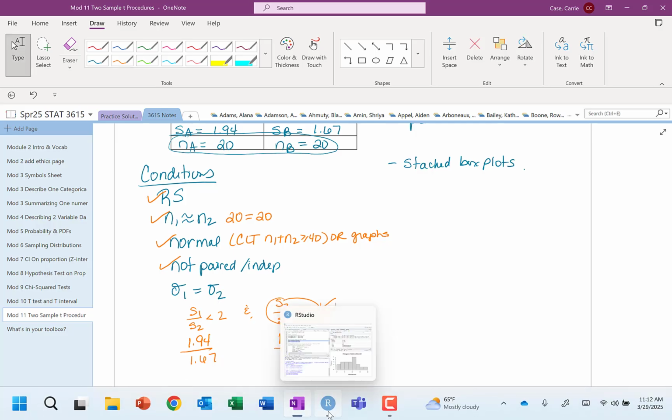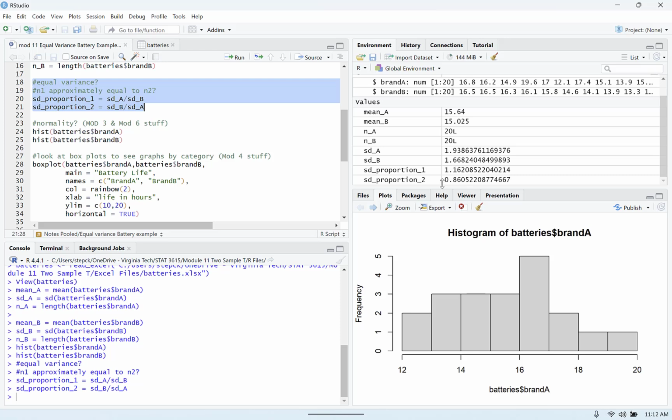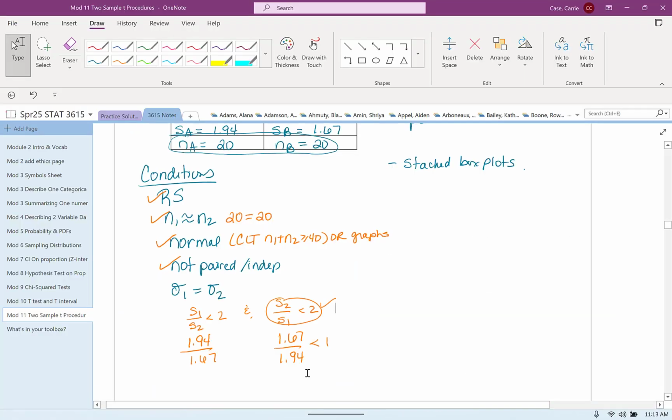So I did that in R, and that's done here, testing, do we have equal variances? I did the standard deviation of proportion 1 is standard deviation of A divided by B, and standard deviation proportion 2 is B over A, and I'm going to run those, and you'll see that the proportions are 1.16 and 0.86, and so they are absolutely smaller than 2. So this one was 1.16, and this one is way smaller than 2. It doesn't matter, but we have met the conditions to do a pooled procedure.